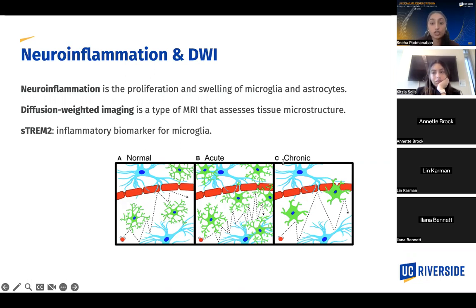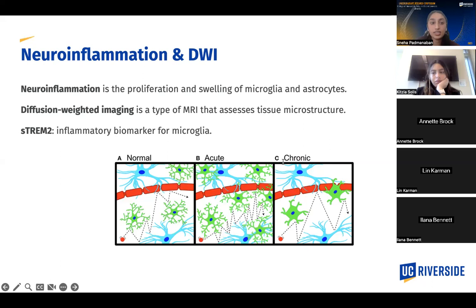Here we focused on sTREM2, or soluble triggering receptor expressed on myeloid cells 2, which is a blood and fluid-based inflammatory marker in microglia. When microglia are activated, a cascade occurs which cleaves TREM2, which is a receptor present on microglia, into sTREM2, and therefore sTREM2 allows us to know if microglia are active and swollen.